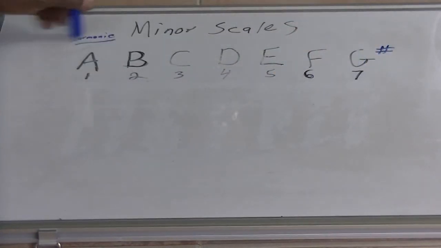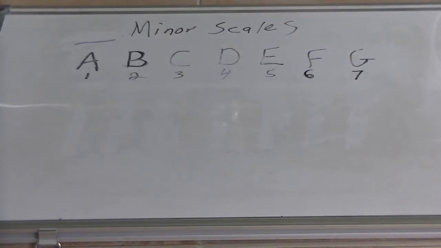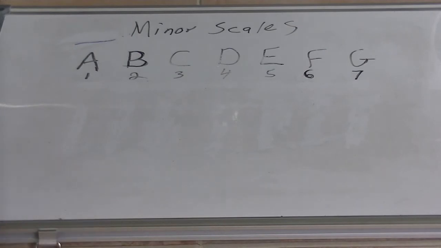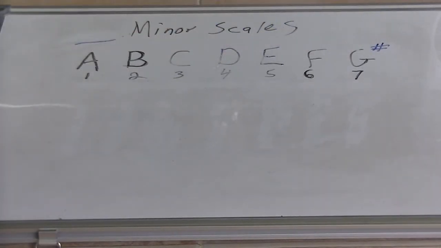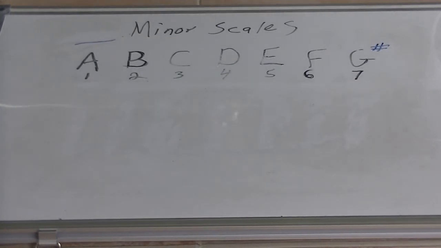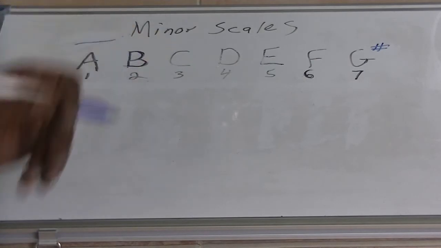So again, we started with the natural minor scale. And with the natural minor scale, for A minor, we just had A, B, C, D, E, F, and G. All natural notes. When we went to the harmonic minor scale, we raised the 7th. So the G became G sharp. Now I want to take a look at the melodic minor scale. And the melodic minor scale contains the raised 7 that is in the harmonic minor scale.